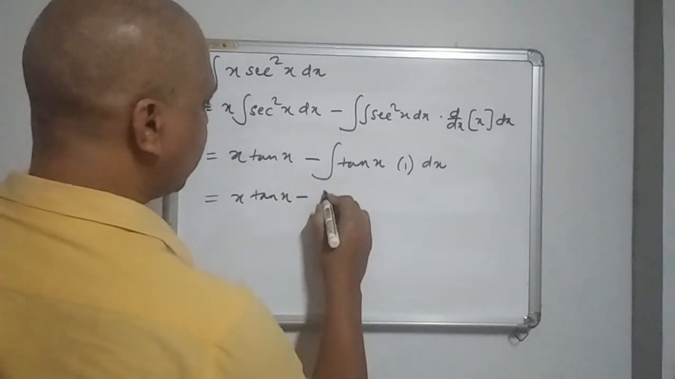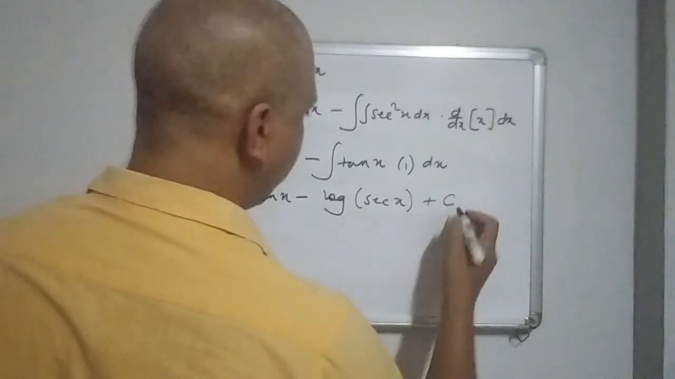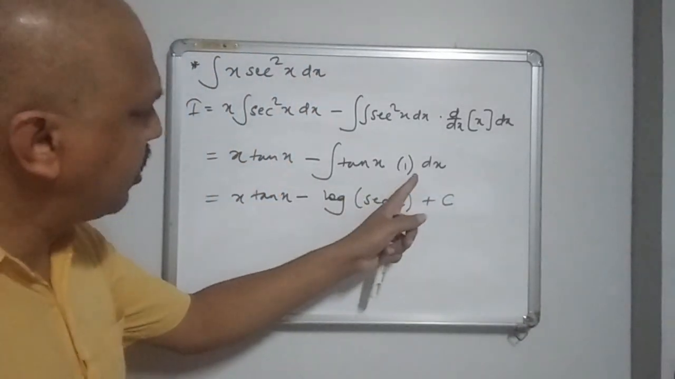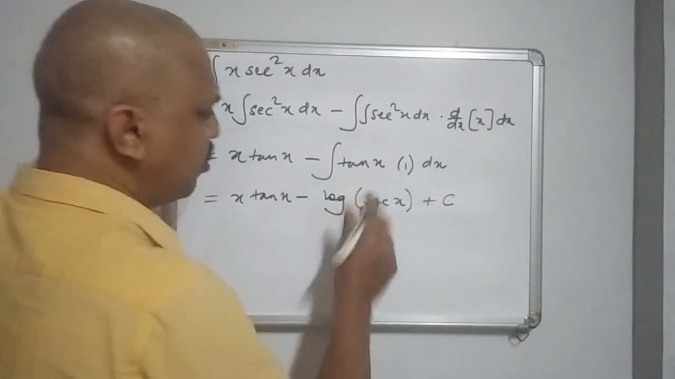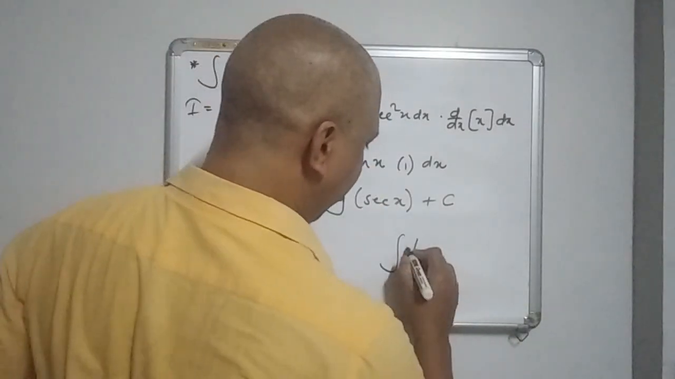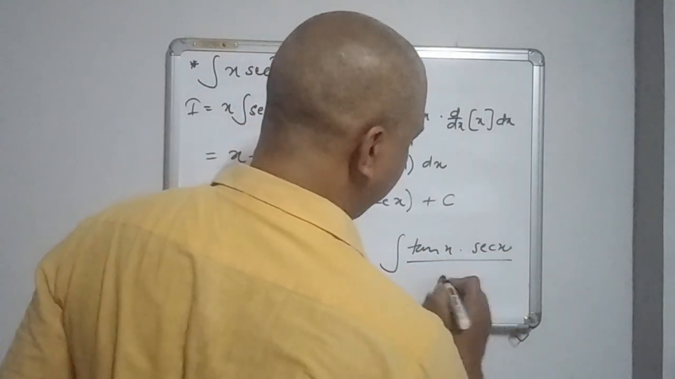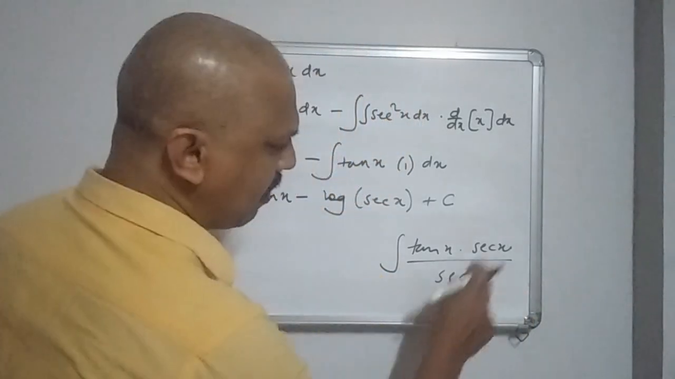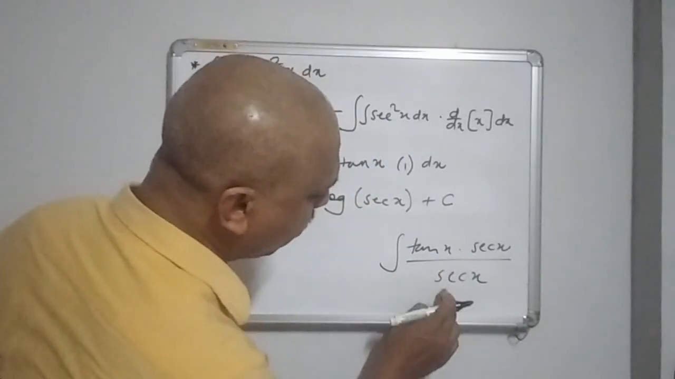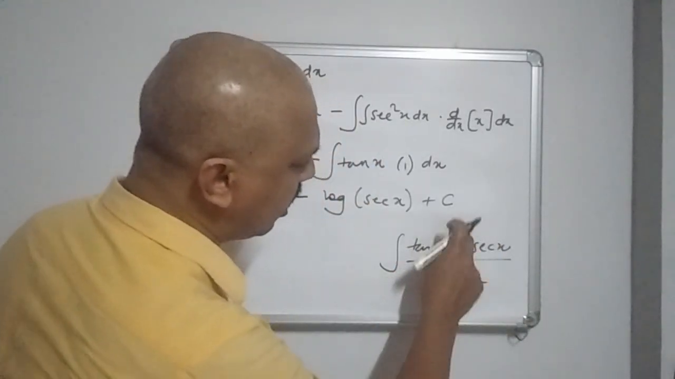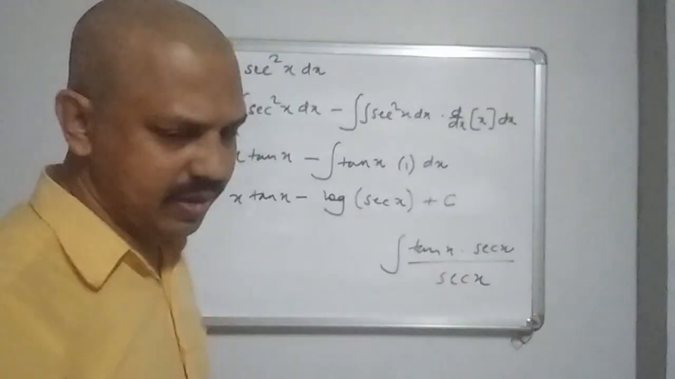X tan x minus log of sec x plus c. Integration of tan x, what is integration of tan x? Integration of tan x is log of sec x plus c. If you have any confusion with this, you can try multiplying: integration of tan x is equal to integration of tan x into sec x divided by sec x. So I multiply and divide, it will be integration of tan x anyway. But if I put this as t, the derivative of sec x is sec x into tan x. So this is dt. dt upon t is log t plus c. So you can get this very easily.